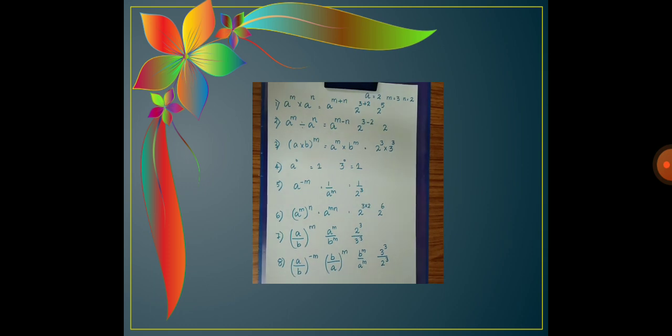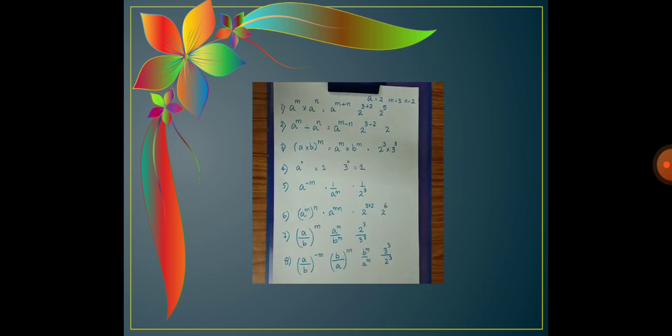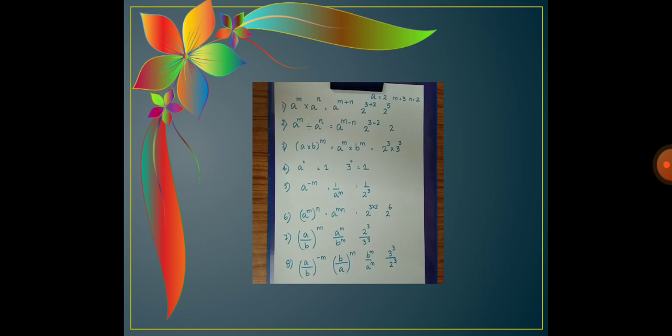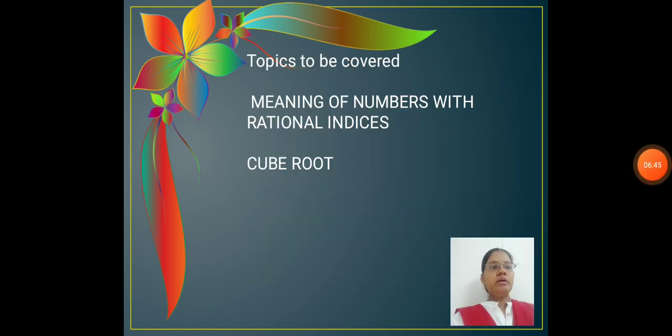These are all the 8 laws of indices with an example. So, understood students? Yes students. Today we have seen the laws of indices, and in our class we are going to see the meaning of numbers with rational indices in the form of 1 by n and in the form of m by n. Including that, we are going to see cube root, how to express a number in cube root.